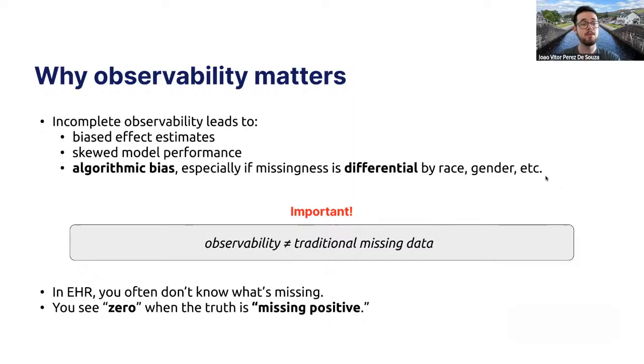This is becoming more and more popular on how AI tends to replicate the biases that are present in the original data sources. And that's why it's important for us to understand if the data is biased before we get to the modeling, before we get to actually having the predictive models. And importantly, observability is different from traditional missing data.